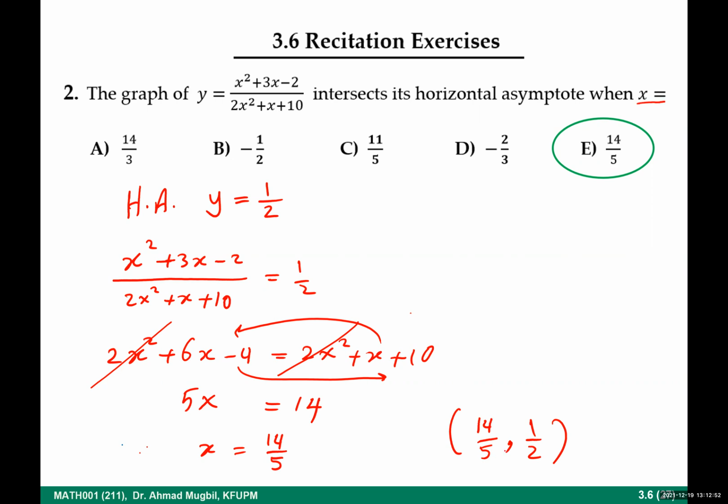But this is the intersection point. Why didn't we need to go and substitute back for x? By the way, if you put here x equals 14 over 5, you will get a half at the end, just after a long time. No need, because it will be the same y as here, the same y. This is the intersection point. Any question, Shabab? Yes.